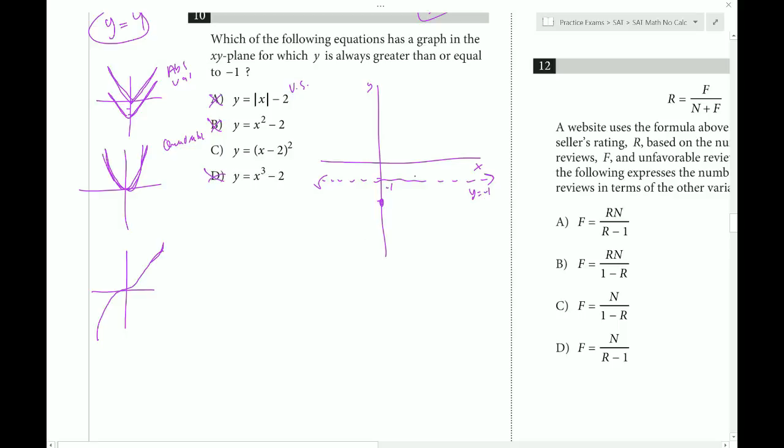So then if we consider choice C, notice now the minus 2 is on the inside of the parentheses, which means it's not a vertical shift, it's now a horizontal shift. And so that's actually a shift to the right by 2, because when you're inside the parentheses, it's always opposite of what direction you would think. So we'd actually move to the right by 2, and then draw our standard parabola. Okay. So this one, notice, does not dip below the line, therefore it's our correct answer.